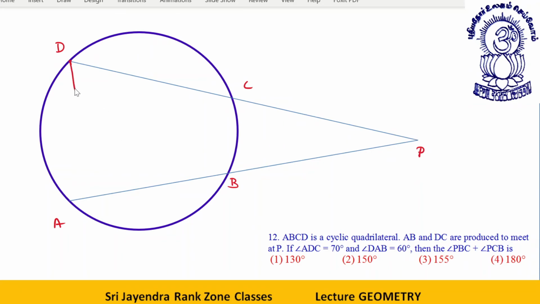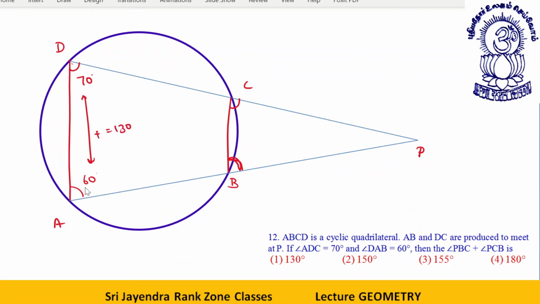If angle ADC is equal to 70 degrees and angle DAB is equal to 60 degrees, then angle PBC plus angle PCB is, PBC plus PCB. You have to determine these two angles. Students, it's very easy. Actually these two angles will be equal to the sum of these two, that is 130 degrees.